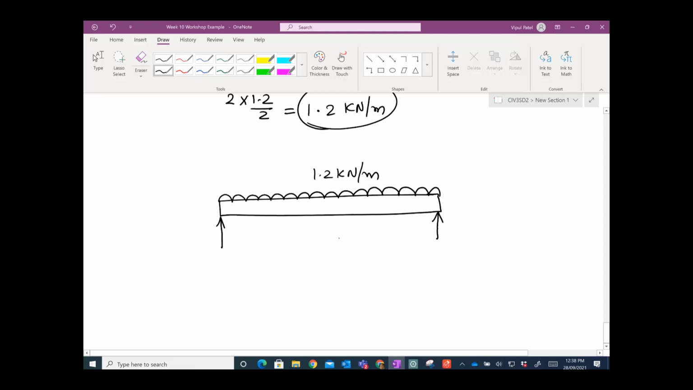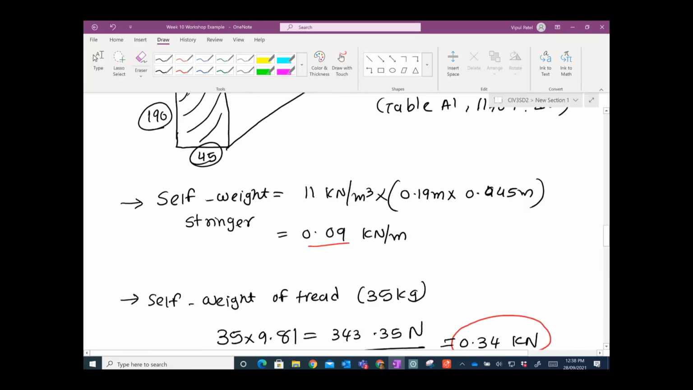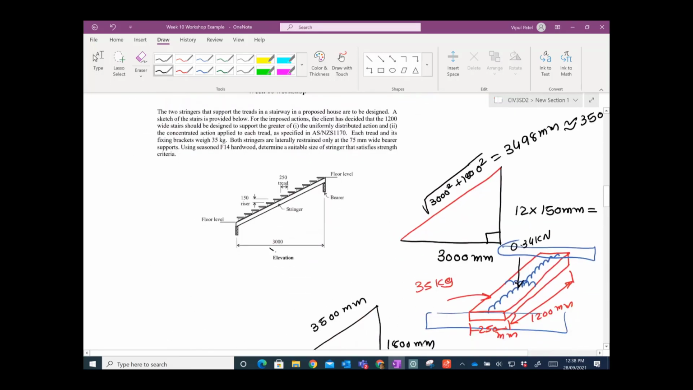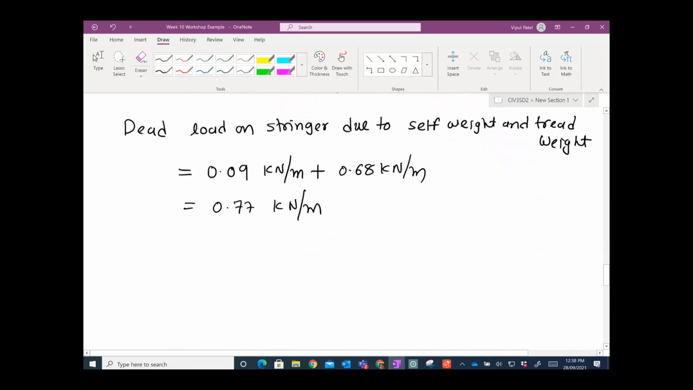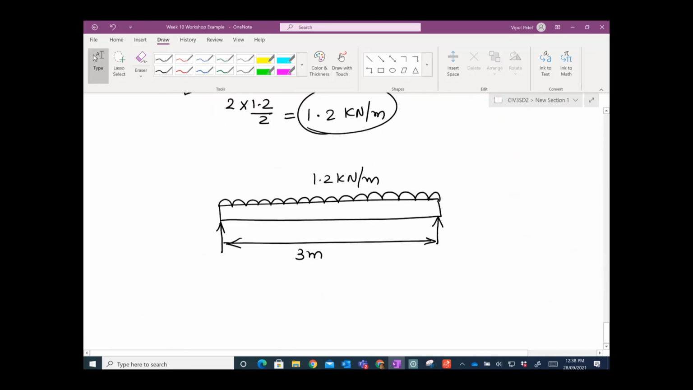For the reaction force, let's say you have this 3 meters horizontal distance. For that 3 meter horizontal distance, if I want to calculate the point load, 1.2 times 3 is 3.6. So you get 1.8 kilonewton reaction force at each end.